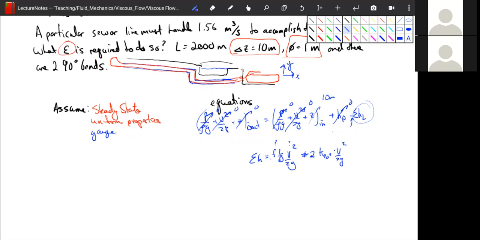And this is the velocity again inside of our pipe. So we need this velocity. So if this is equation 1, equation 2 is going to be V is equal to Q divided by A, which is equal to 1.56 meters cubed per second divided by pi times 1 meter squared divided by 4. So our velocity ends up equaling 2 meters per second.